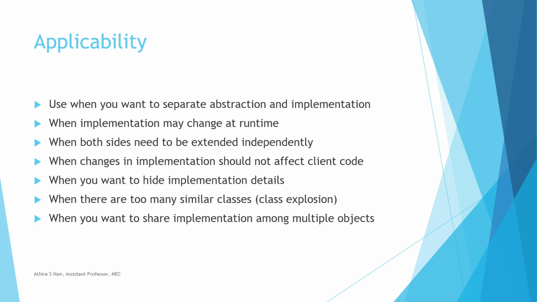And you want to hide the implementation of an abstraction completely from clients, or you have a proliferation of classes. Such a class hierarchy indicates the need for splitting an object into two parts. Or you want to share an implementation among multiple objects, and this fact should be hidden from the client.